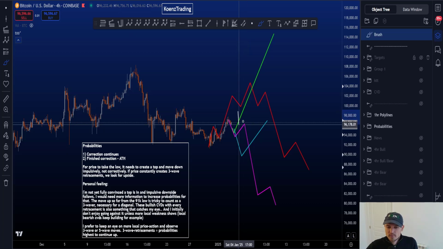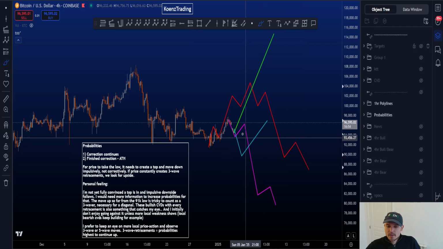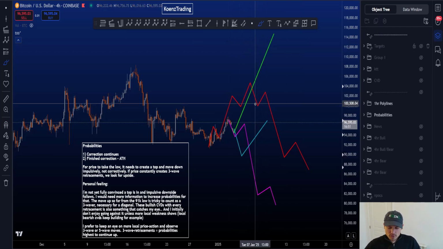If you get a five-wave structure down, we could look for blue, pink, and red. If you constantly get three-wave structures down, then slowly but surely green increases in probabilities.